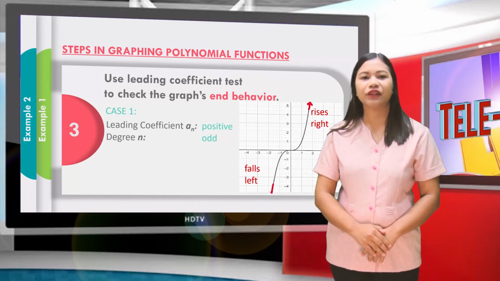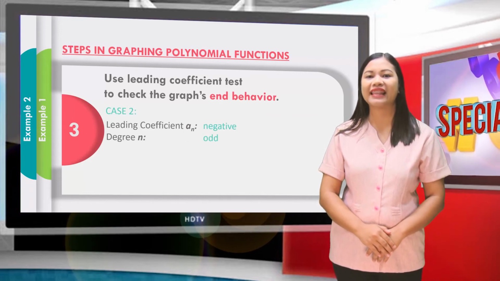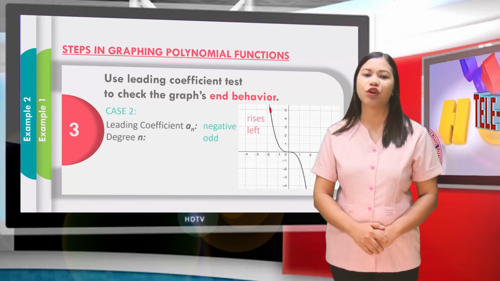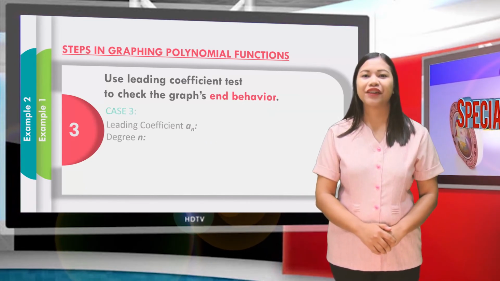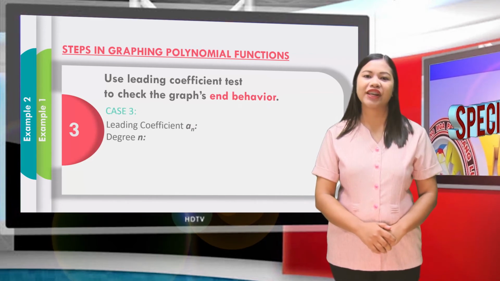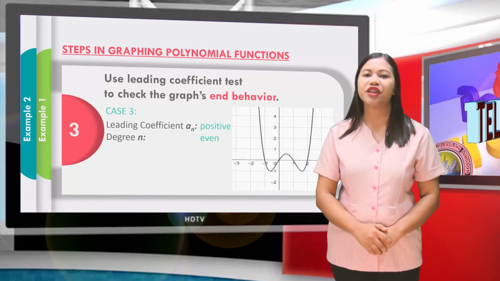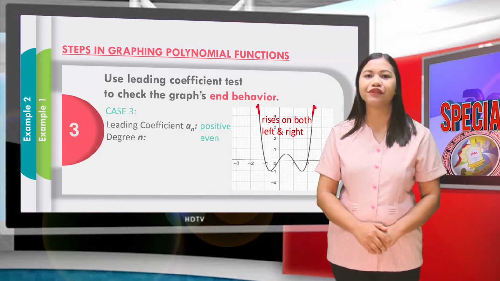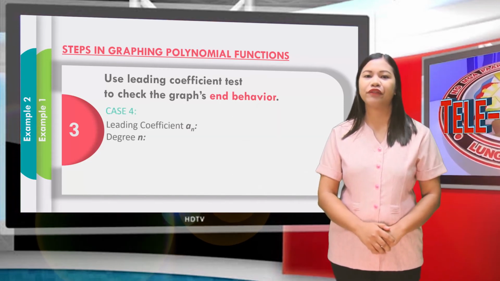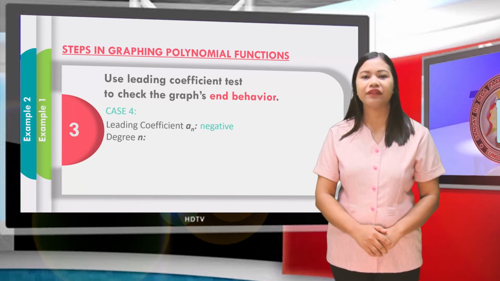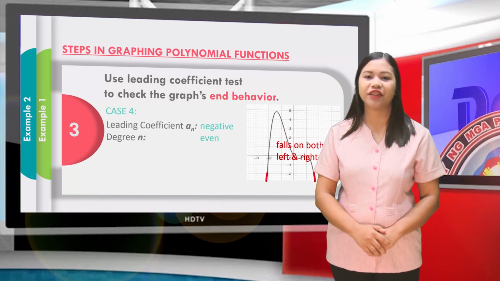Second case. If the leading coefficient a sub n is negative and the degree n is odd, the graph rises on left and falls on right. Third case. If the leading coefficient a sub n is positive and the degree n is even, the graph rises on both left and right. Fourth case. If the leading coefficient a sub n is negative and the degree n is even, the graph falls on both left and right.